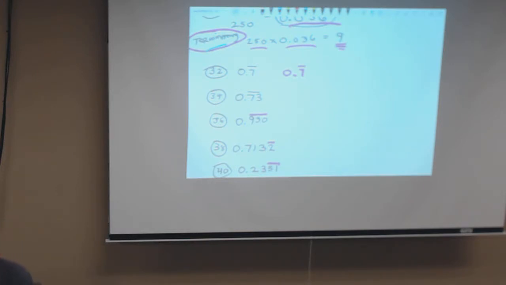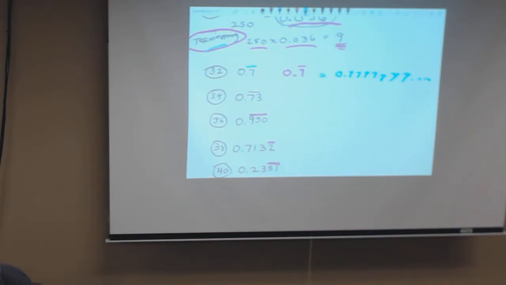Now we come to problems 31 through 42, and it says rewrite each repeating decimal using a bar and as few digits as possible. So number 32, you see what I've done for number 32? The 7 repeats, so I just put 0.7 with a bar over the 7. And you say, is that the same as saying 0.7777777 dot dot dot? And the answer is yes.